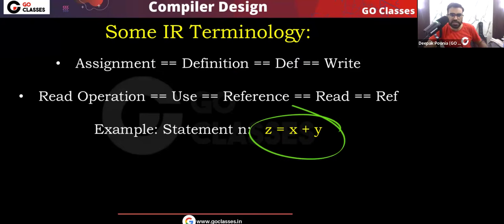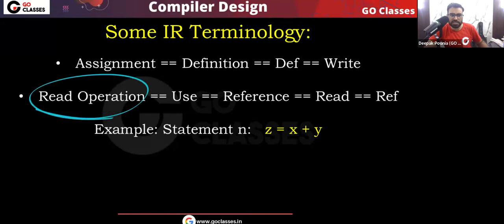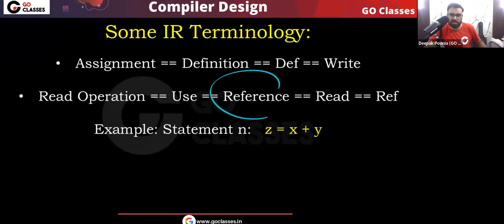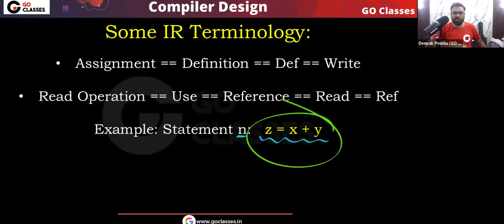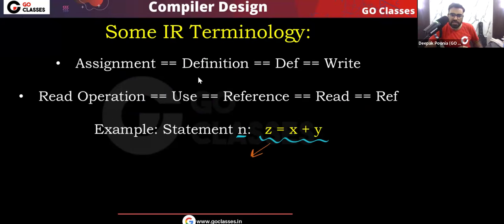And you can see in this statement, we are using the variables x, y, or I can say we are reading the variables x, y, or referring to the variables x, y. So remember, read operation is the same as use, the same as reference, or in short you can call it ref. For example, consider this statement. In the program, this is the point n. You can call it point, or you can call it statement n. So for this statement, tell me which variables are we defining.